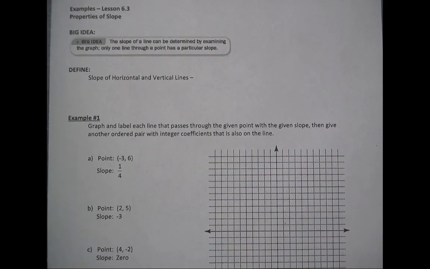All right, lesson 6.3, we're going to look at some properties of slope. We've been discussing how the rate of change can be expressed as the slope, which is the steepness of a line on a graph. And so today we're going to just take it a little bit further and look at some special cases of slope and different properties that it might have.